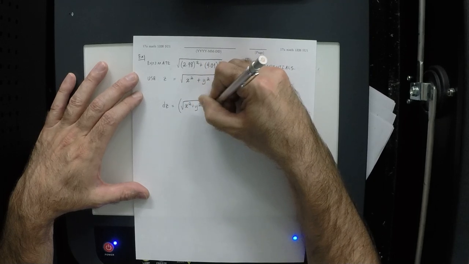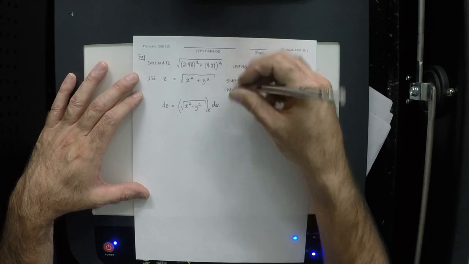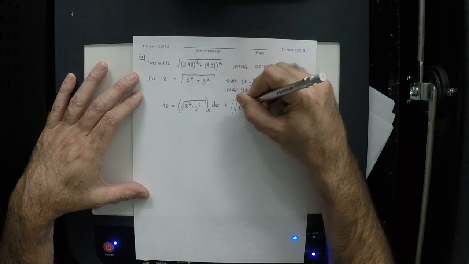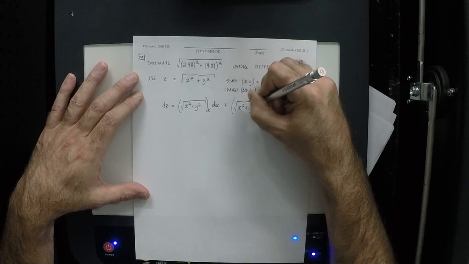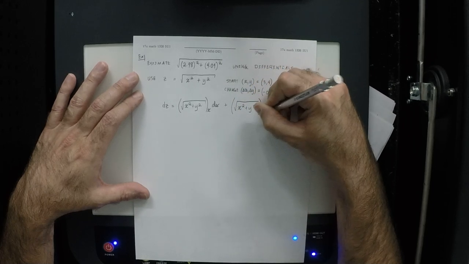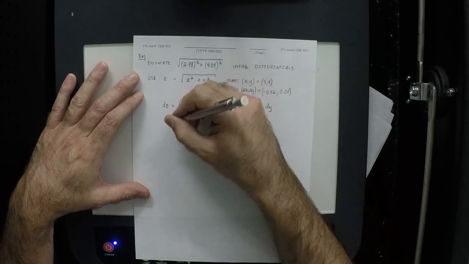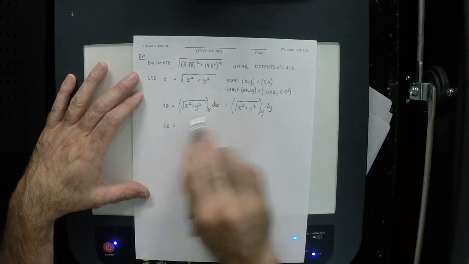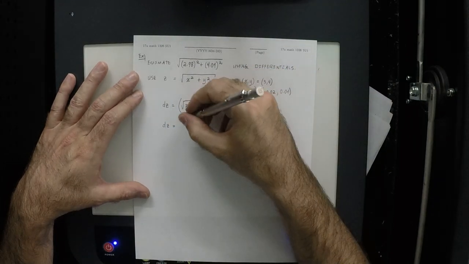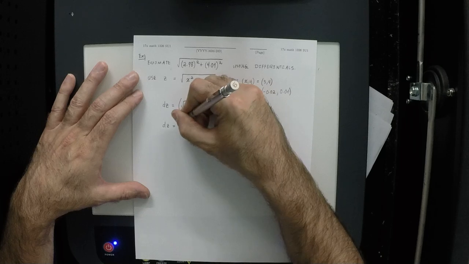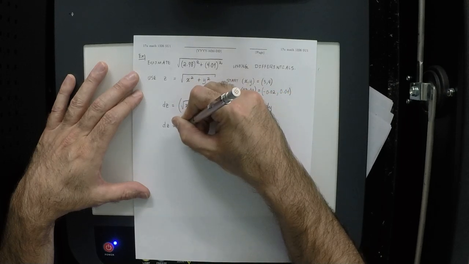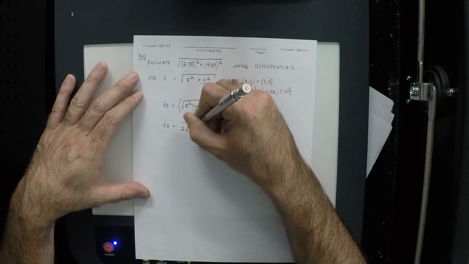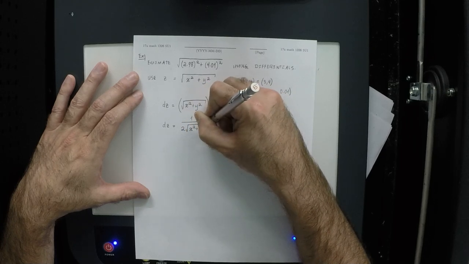So, x partial dx, and then all that. Y partial dy. Okay, so the x partial of all that, as we were just saying, that would be 1 over 2 square root x squared plus y squared.